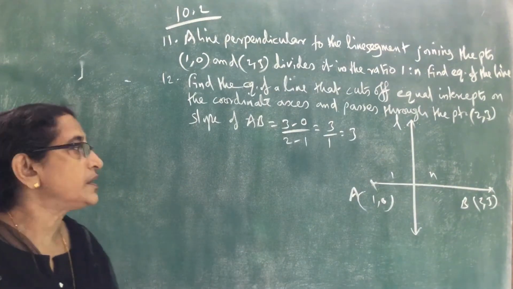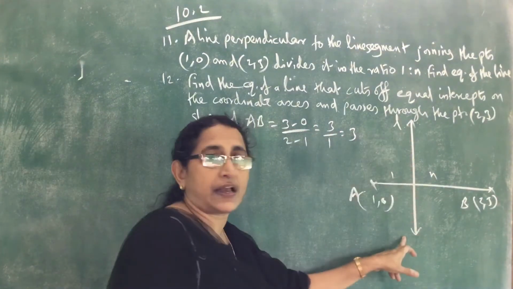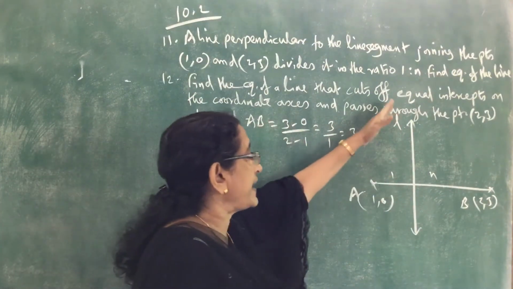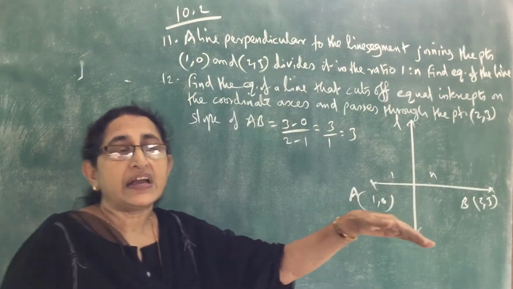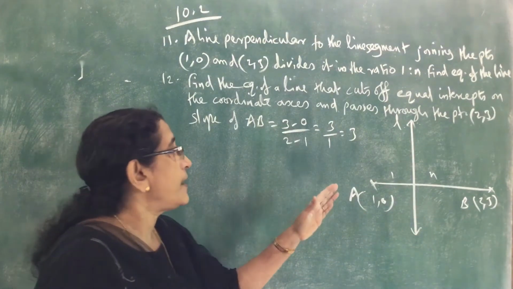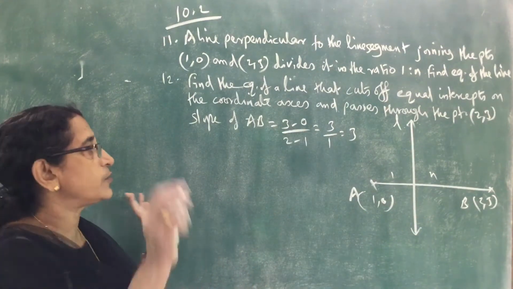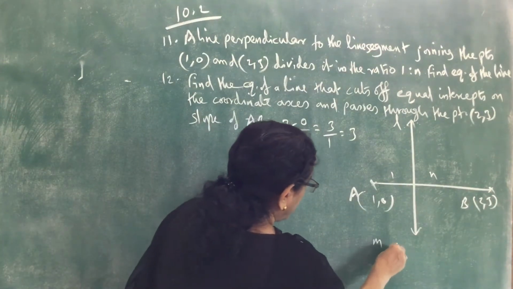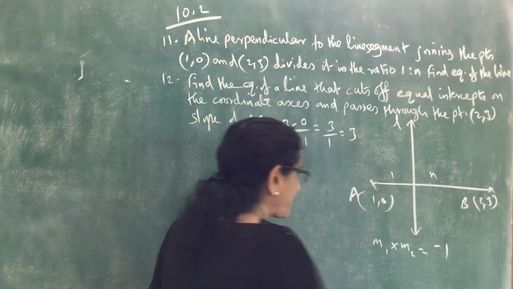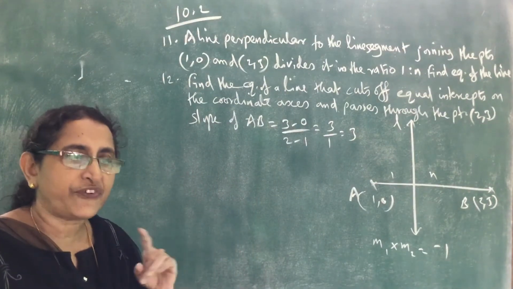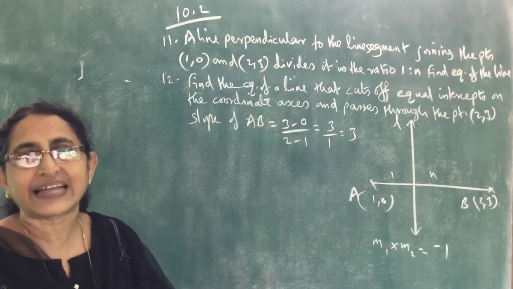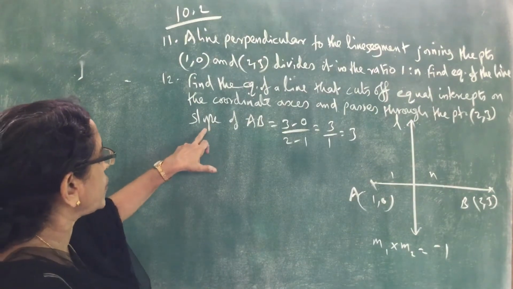Now we want the slope of line L because we want to find the equation of line L. Given that line L is perpendicular to AB, what will be the slope of line L? That is minus 1 by m. We know the product of the slopes m1 into m2 is equal to minus 1, and if we know the slope of one line, we can find the slope of the other line as minus 1 divided by that number.